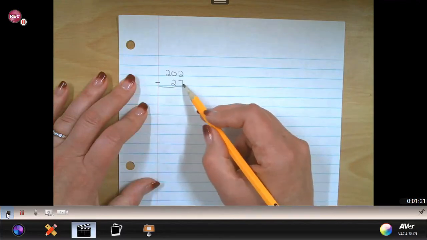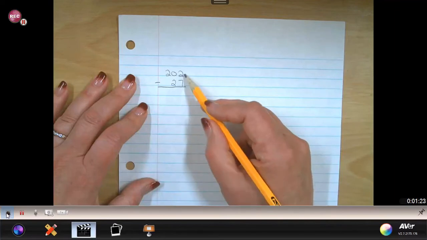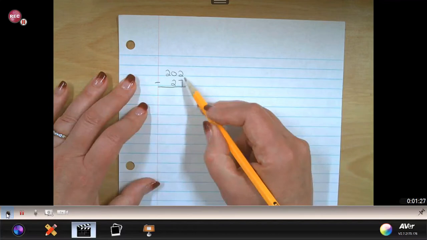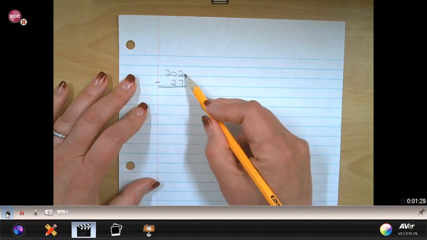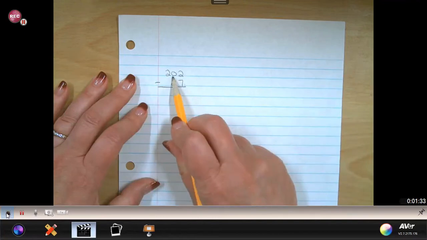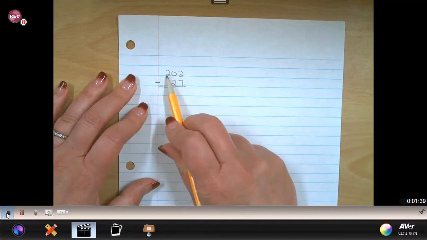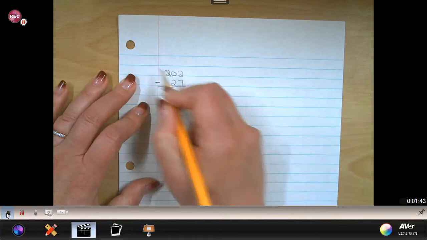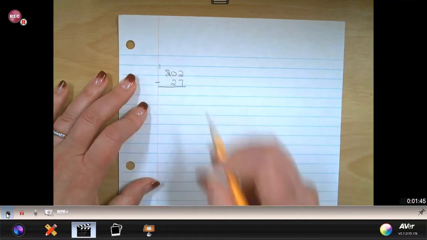Let's look at our ones place. We have 2 minus 7. Now, we know that we can't subtract a larger number from a smaller number. So that tells us that we need to borrow a 10. But as you notice, there are no 10s to borrow. So what that means is we have to borrow 100, which will leave us with 100 left.